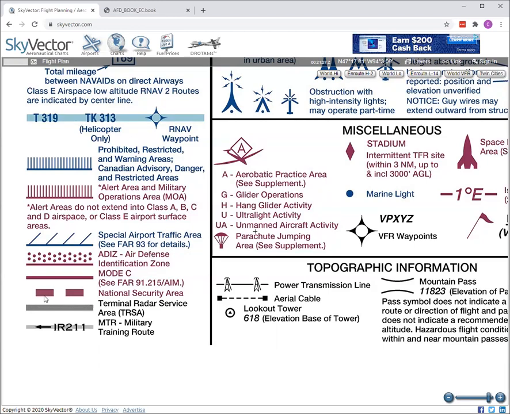This bigger dashed magenta line is just a national security area. Anywhere that they want to protect, they will have those.